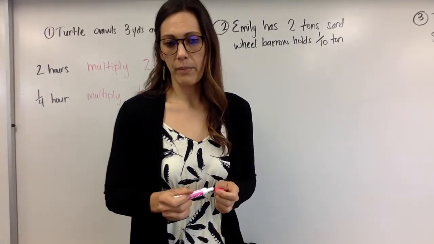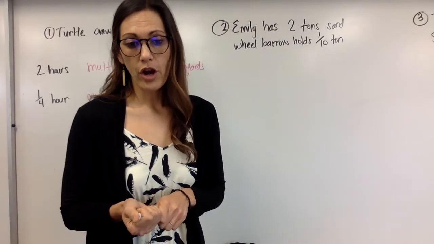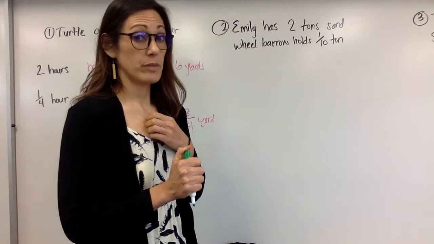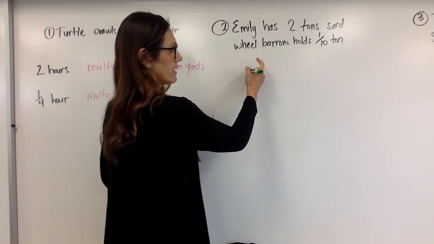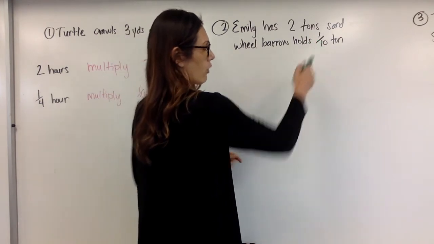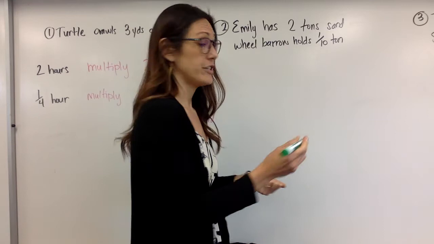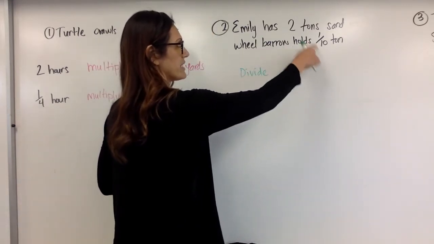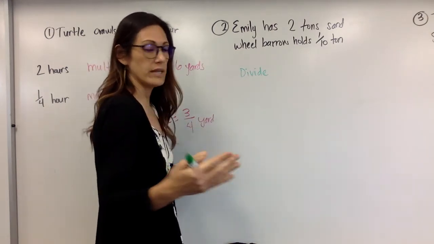Okay. Taking a look at number 2 in your fact cheetah, Emily has 2 tons of sand and she will move it by wheelbarrow to the garden. Her wheelbarrow holds 1/10 ton. So how many trips will she make? So if she has 2 tons and the wheelbarrow only holds 1/10, then this would be a division problem, because I would divide how many tenths it takes for me to do all 2 tons.